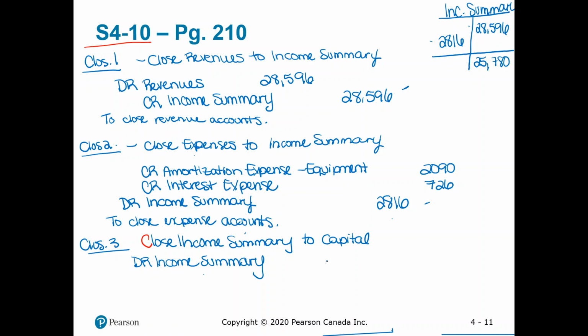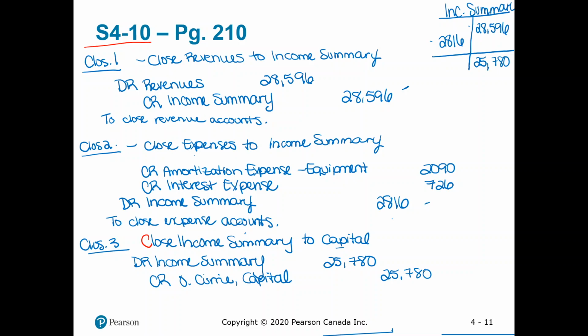And we debit it for that $25,780 that we just calculated. And we're crediting the capital account. So there is a typo in the textbook, or not a typo, but the second account there just says O Curry. Well, that's O Curry Capital. They just didn't put the capital there. So we would say O Curry, comma, capital, and we're crediting this amount.